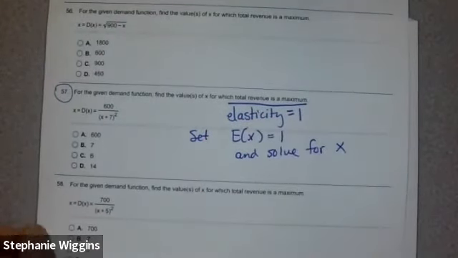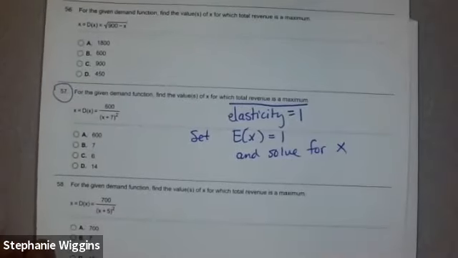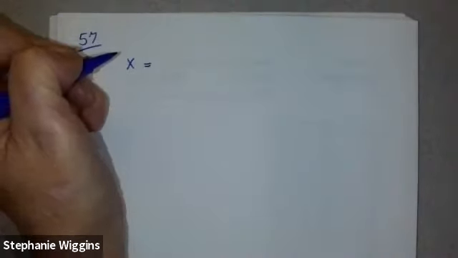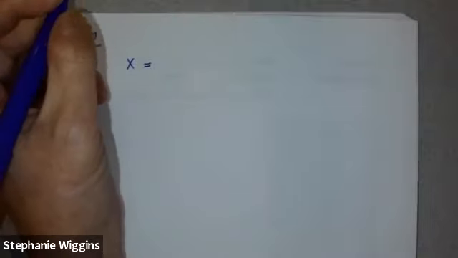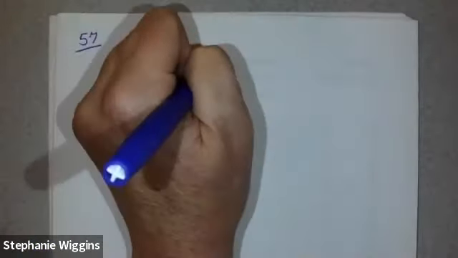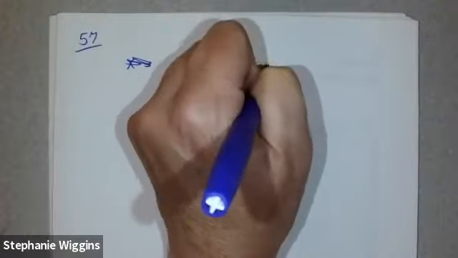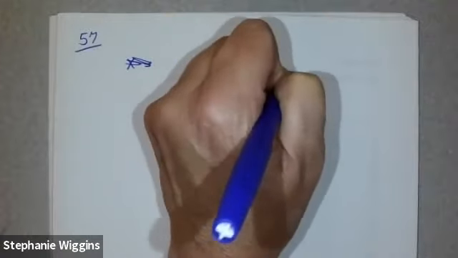Okay, so we have 600 over X plus 7 squared. I don't know why it says X equals D of X. Just D of X is equal to 600 over X plus 7 squared.